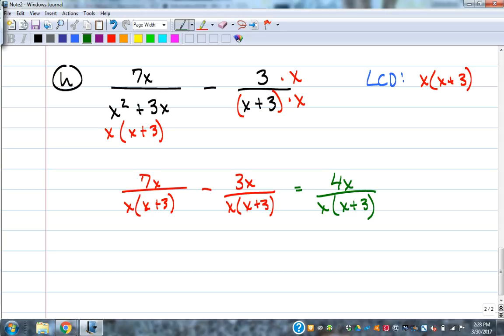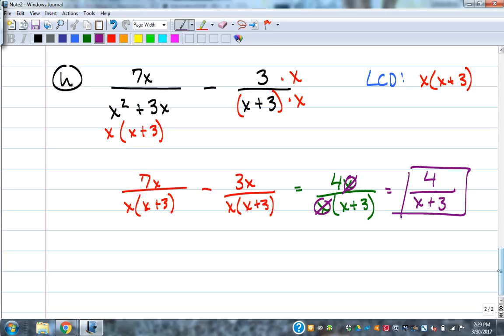Does that simplify at all? What cancels? That x on the 4x and the x in the front. These cancel each other out. 4 over x plus 3. Always looking to simplify at the end if possible.